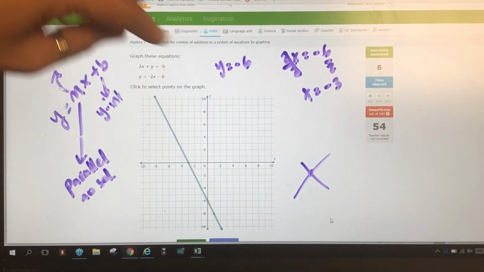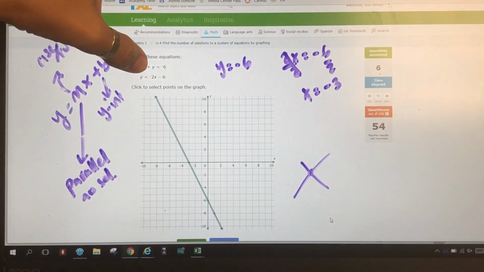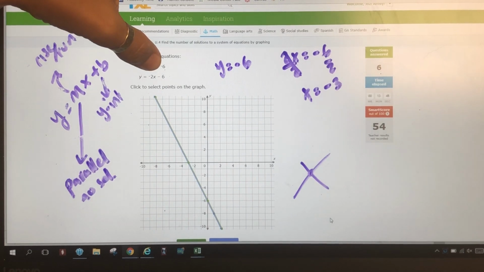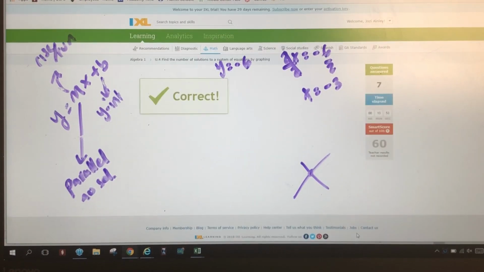So two options you have when you have this kind of question. You can make it y equals, or you can solve by finding the intercepts by covering up one side or the other. All right, it still gives you the same answer as the point.